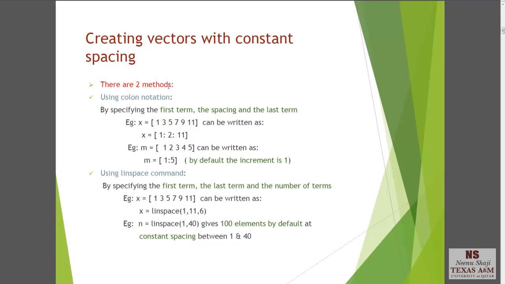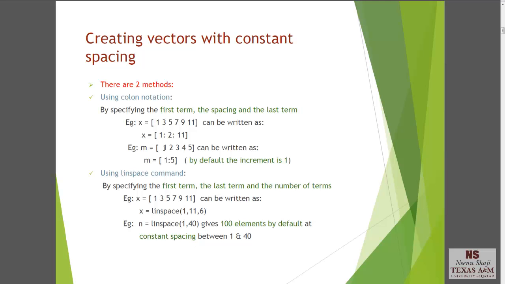There are two methods in which we can create vectors with constant spacing. First is using the colon notation. For example, x equal 1, 3, 5, 7, 9, 11. Here, each element is at a constant spacing of 2. So, we can represent it in MATLAB in square brackets as 1 colon the increment or the decrement. In this case, the increment is 2. So just write 2, then again a colon, and the last element 11.